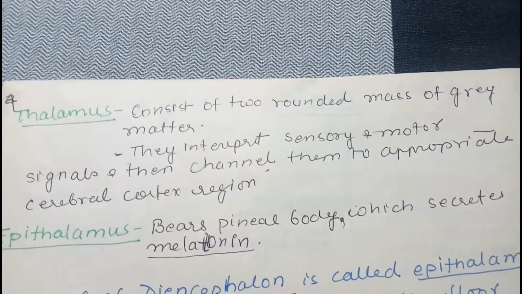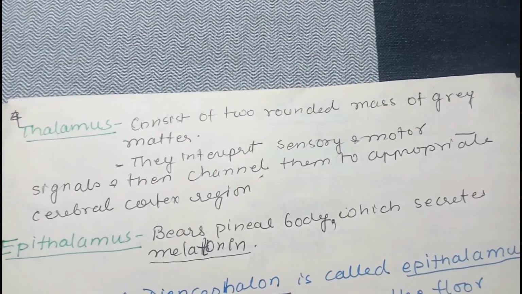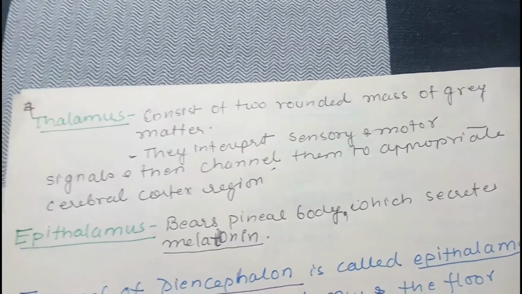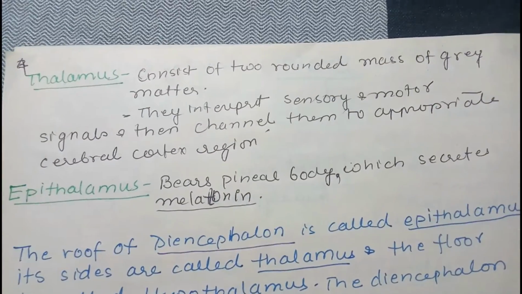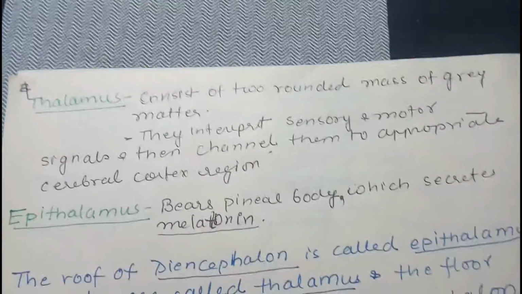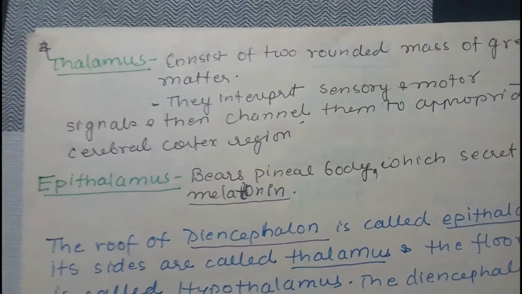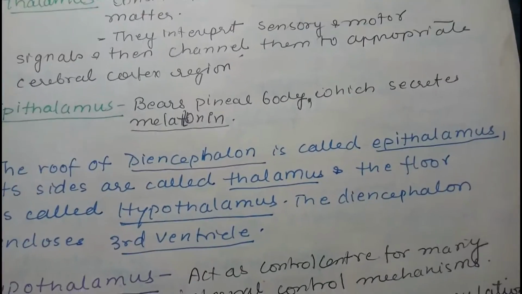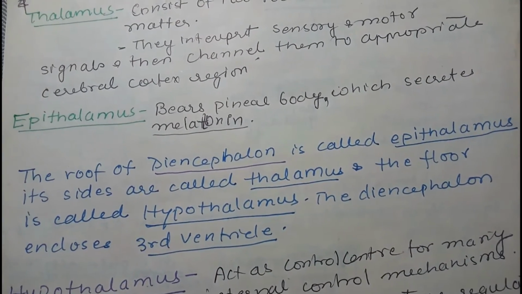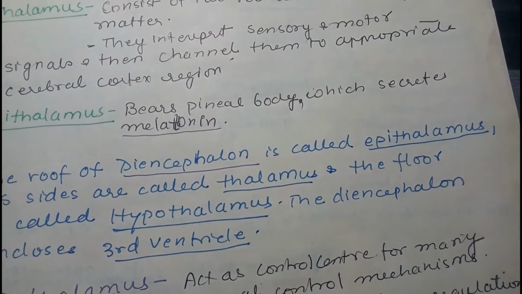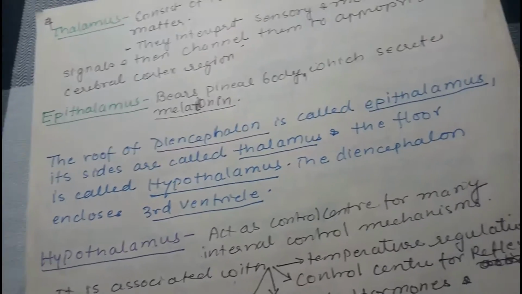Thalamus consists of 2 rounded masses of gray matter, and they interpret sensory and motor signals and channel them to the appropriate cerebral cortex region. Epithalamus bears the pineal body, and the pineal body secretes melatonin hormone. If you see the location, the roof of the diencephalon is called epithalamus, its sides are called thalamus, and its floor is called hypothalamus. The diencephalon encloses the third ventricle.